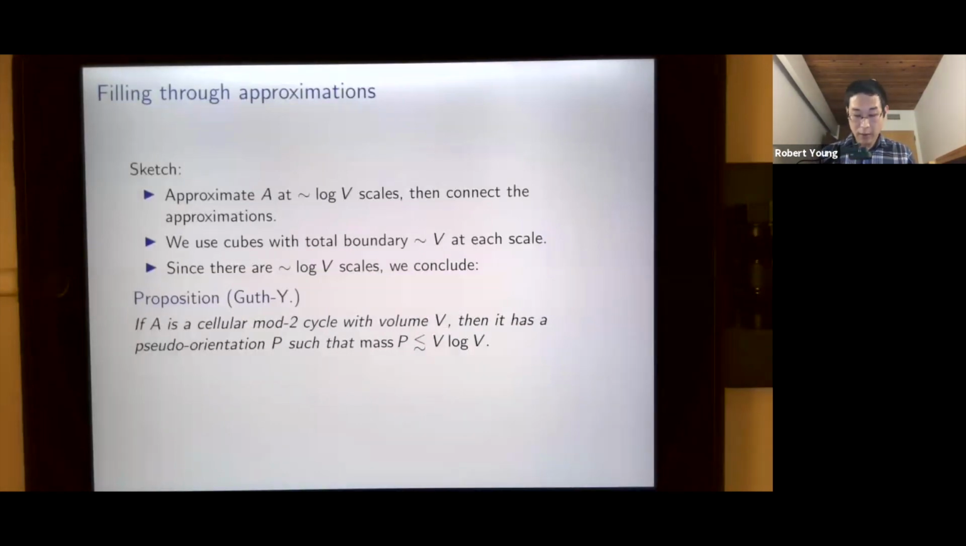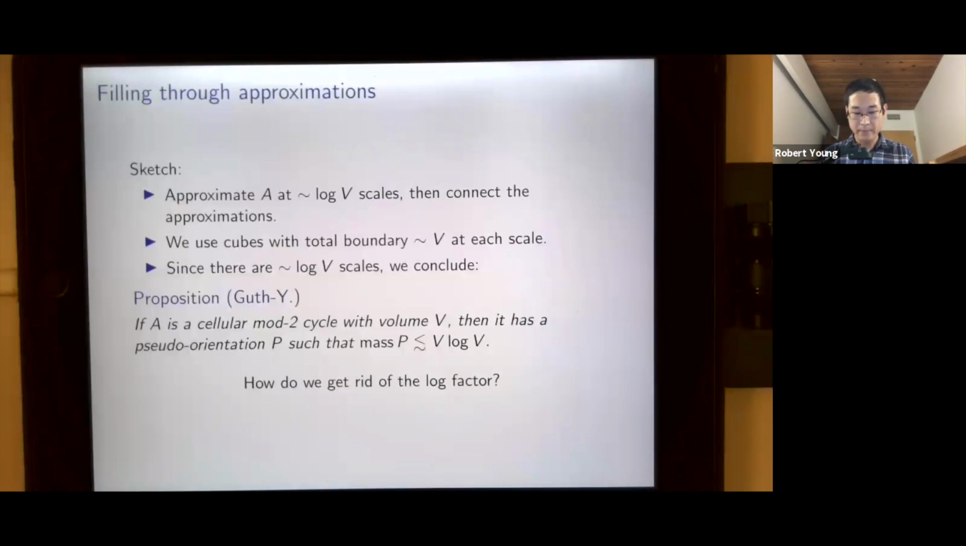So this is better. This is an improvement on what we had before, but we're still not where we want to be. Remember, we want the mass of the pseudo-orientation to be bounded by a constant times V. We want to get rid of this log factor. So how do we get rid of this log factor?